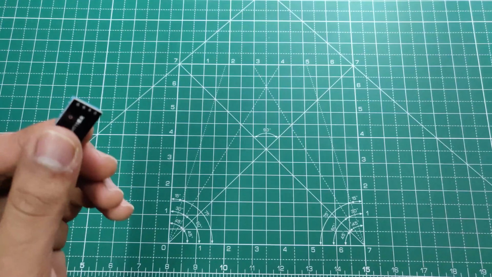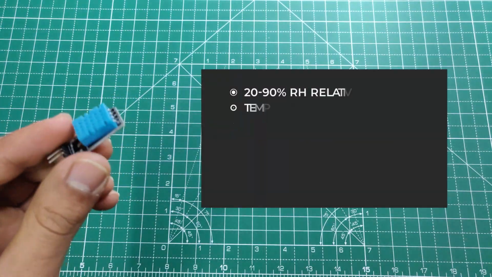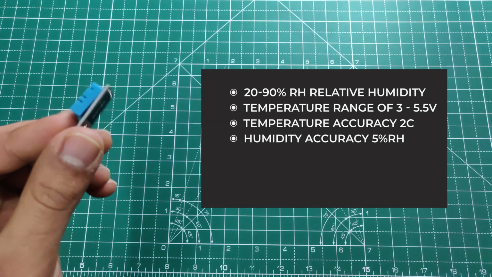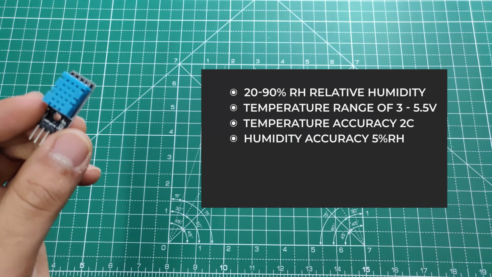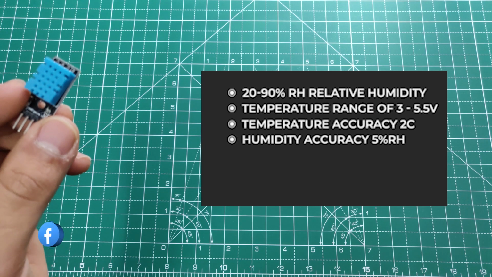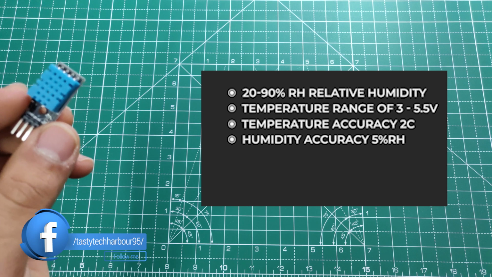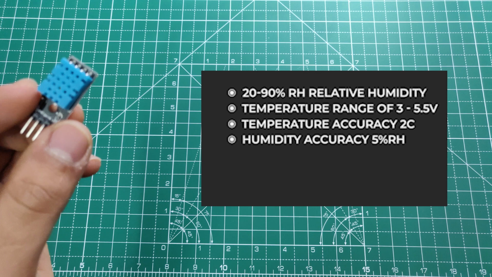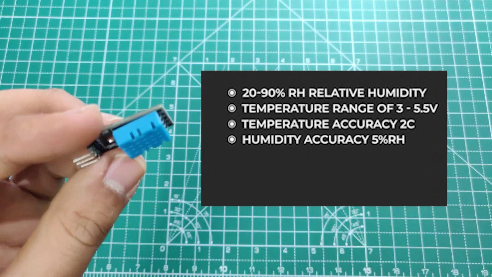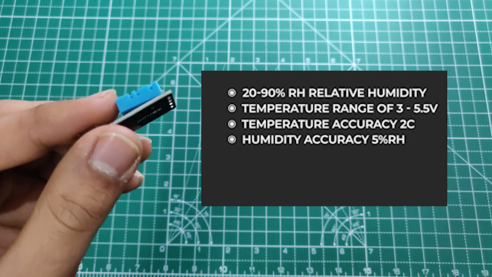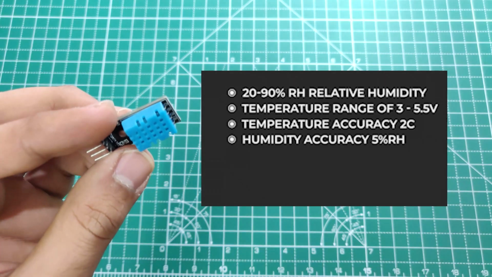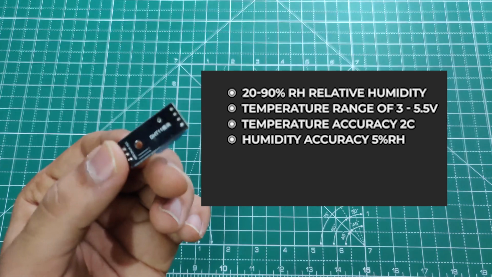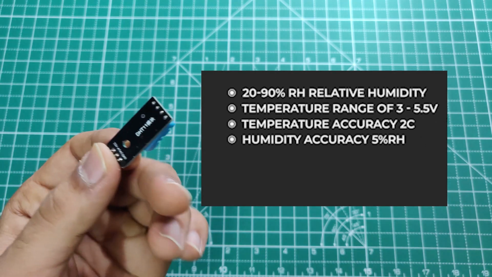So now talking about the hardware specification of this sensor, that is the DHT11 sensor. The DHT11 sensor can measure the humidity in the range of 20 to 90% RH. But what is RH? RH is nothing but the relative humidity. It is the ratio of the current absolute humidity to the highest possible humidity based on the current air temperature. So 100% relative humidity means that the air is completely saturated with water vapor and cannot hold any more water vapor. And this sensor has an accuracy of 5% RH.